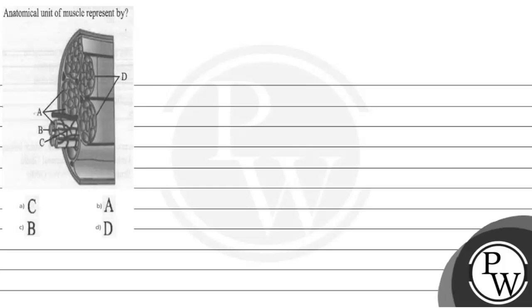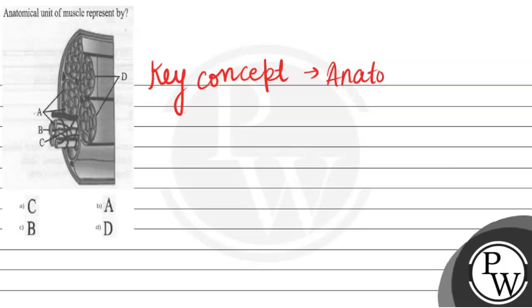For the key concept of this question, we are having anatomical unit of muscle. Anatomical unit of muscle means हमें सबसे छोटी यूनिट मसल की पता लगानी है जिसके जुड़ने से उन छोटे छोटे यूनिट्स के जुड़ने से आपका मसल तैयार होता है.